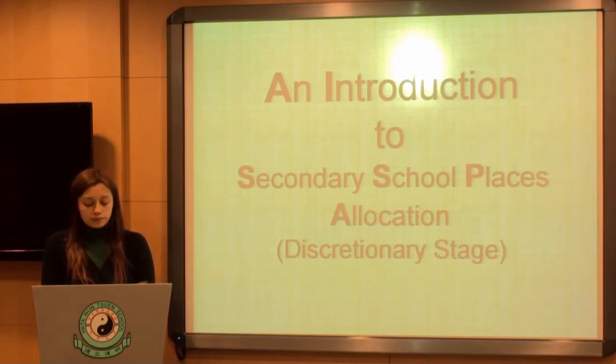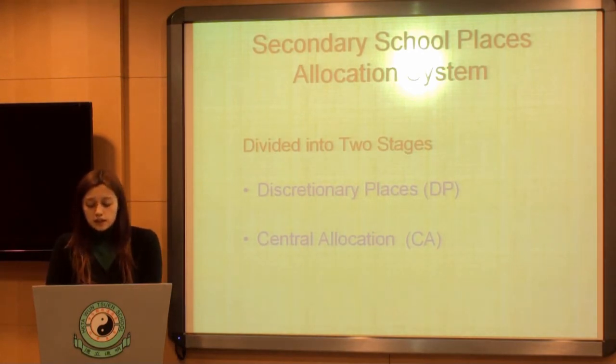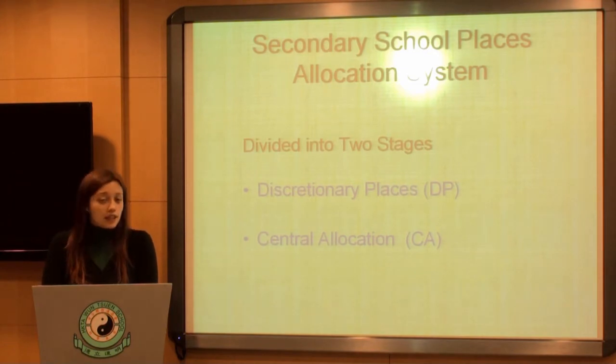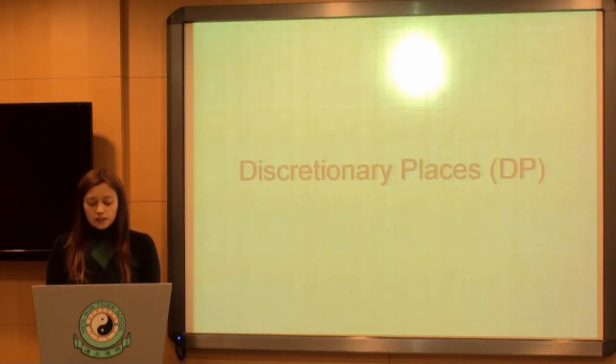The secondary school places allocation system is divided into two stages, the discretionary places stage and the central allocation stage. The discretionary places stage allows parents to send applications to two secondary schools of their choice. Of course, these secondary schools should be registered and be participating in the DP process. The remaining places are used for the central allocation stage. For this presentation, we will focus on the discretionary places stage.